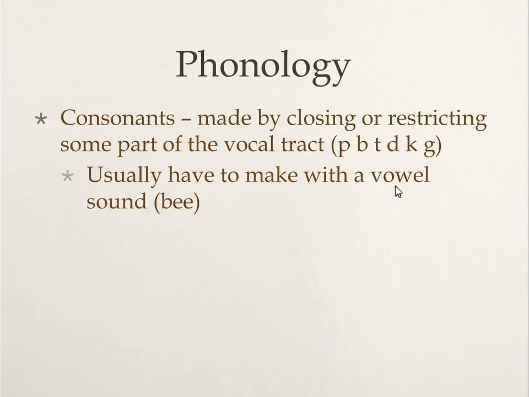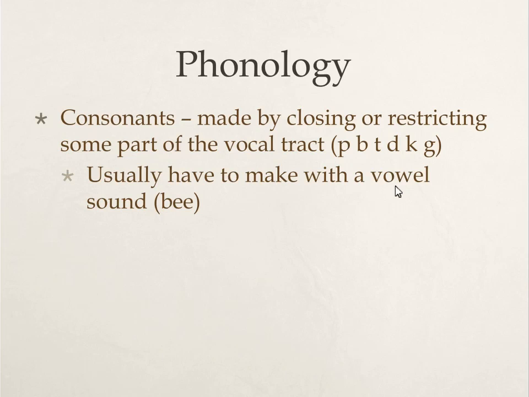Okay. So vowels on one side, consonants on the other. This next section is all about consonants. Vowels are voiced in a lot of different ways, and we're not going to cover a lot of that because it doesn't really add anything. Vowels are made with the vocal tract and the shape of the tongue, whereas consonants are made by closing or restricting different parts of the vocal tract.